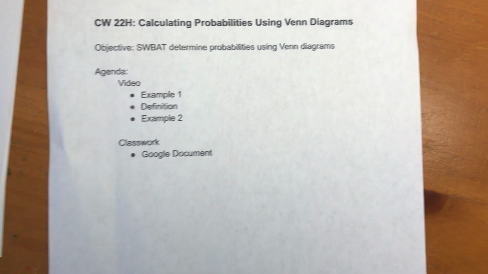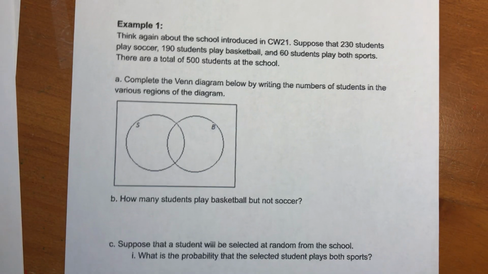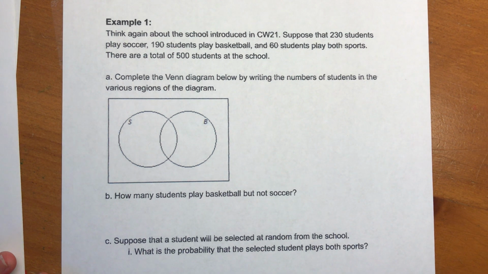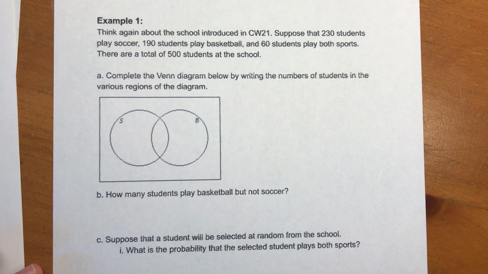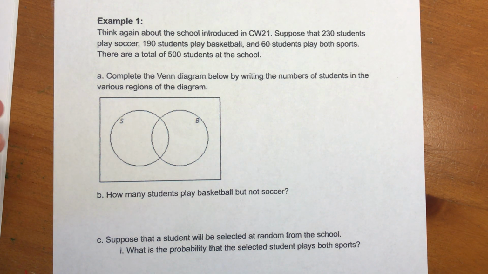So last time we looked at shading in Venn diagrams, and now we will be relating this all back to probability. So let's look at example number 1. Think again about the school introduced in Classwork 21. Suppose that 230 students play soccer, 190 students play basketball, 60 students play both sports. There are a total of 500 students at the school. Complete the Venn diagram below by writing the numbers of students in the various regions of the diagram.